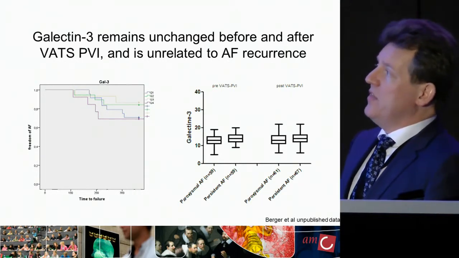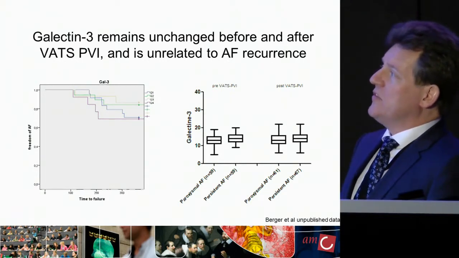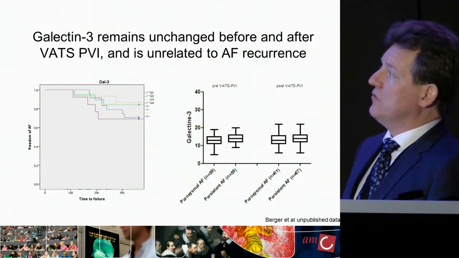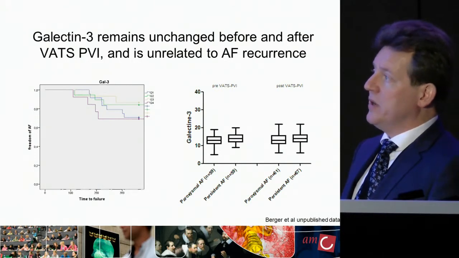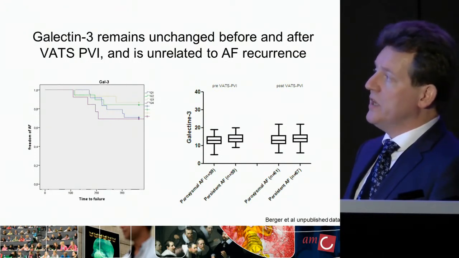And also, the concentration of galectin-3 in serum, here in 4 quartiles, Q1 is blue, that's the lowest quartile, 2 is green, 3 is yellow, and 4 is purple. There's no relation whatsoever in the success rate of atrial fibrillation ablation by means of thoracoscopic surgery and the amount of galectin-3 in the blood.